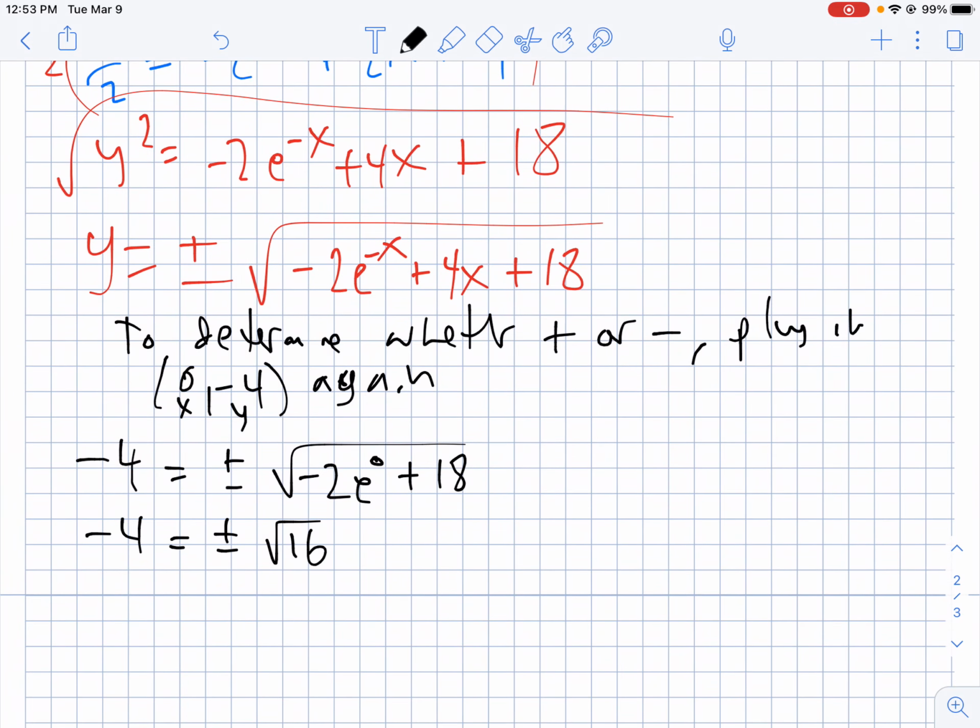So then once you plug this in, the way you determine whether it's a plus or minus is you just kind of ask yourself, really, which is it? And this is always going to be a very easy step once you plug everything in, right? Is negative 4 equal to positive 4?